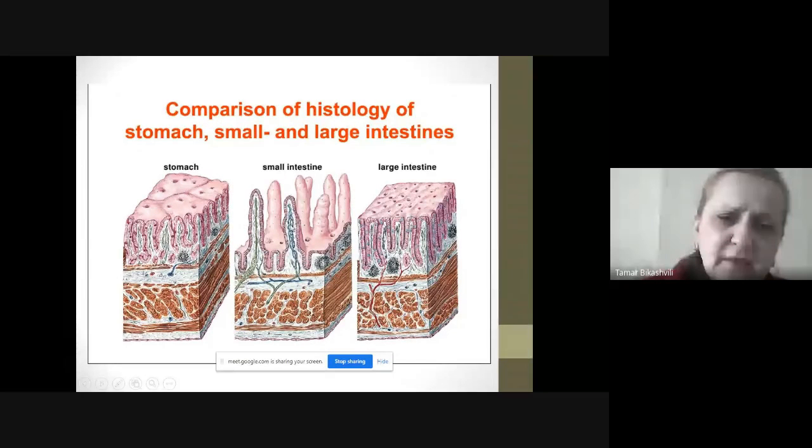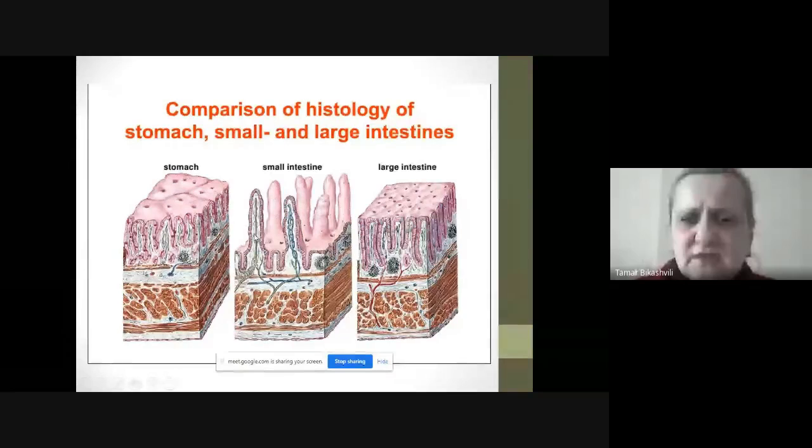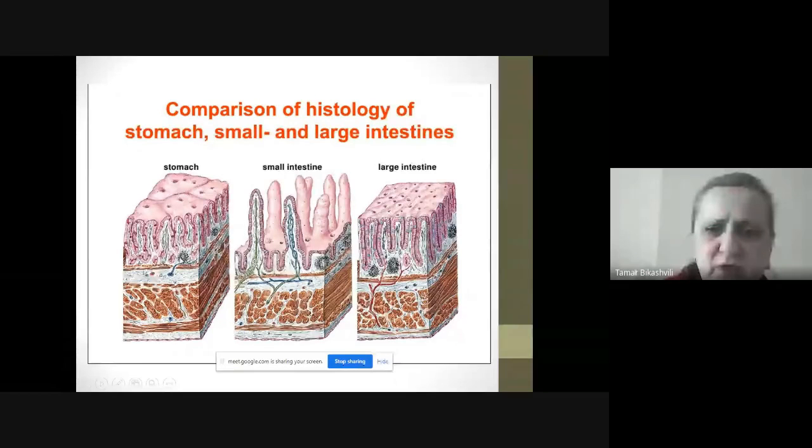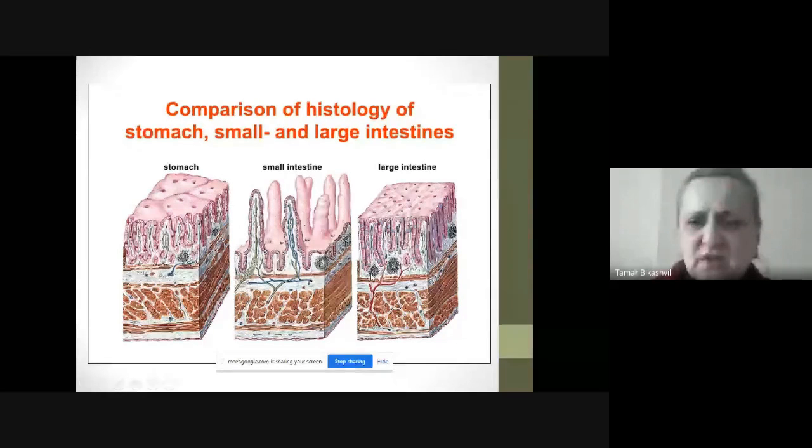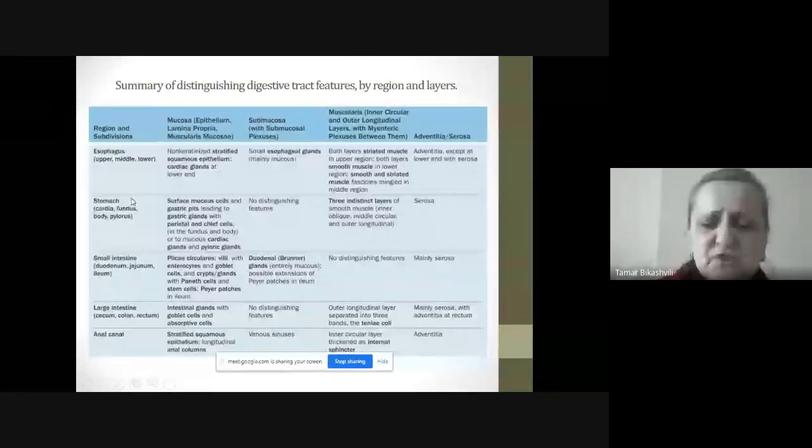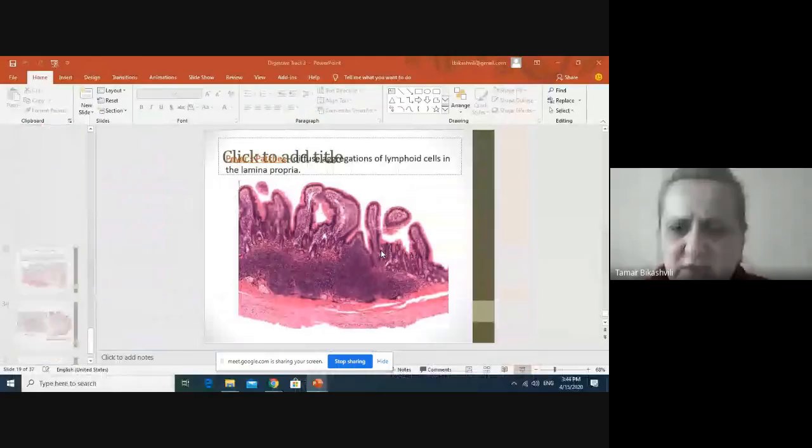Blood vessels and lymphatics, the lacteal in the villi of the small intestine, you remember, and also the mucosa-associated lymphatic tissue, you can find in all these parts. So this is the table with major features, and this was the third lecture.